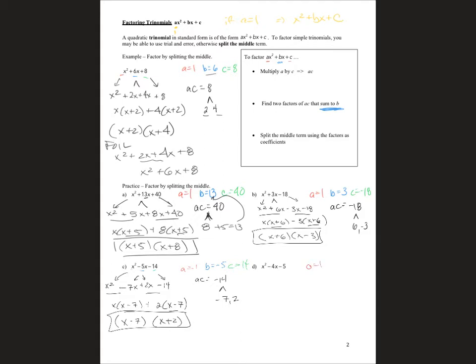A is 1. B is negative 4. C is negative 5. AC is negative 5. Looking for two numbers that multiply to give you negative 5, but add to give you negative 4. Negative 5 and 1. Bring down the first term. Split the middle term. Bring down the last term. Factor by grouping. Factor out the greatest common factor. And FOIL to check.